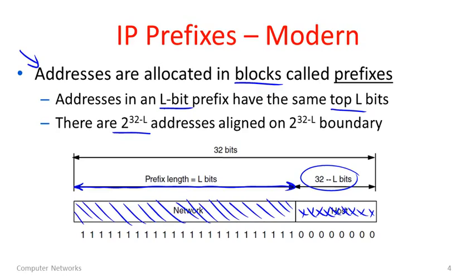For instance, a 24-bit prefix is going to have 8 bits left over, so there are 2 to the 8, or 256 addresses in a /24, in a 24-bit prefix. These addresses, by the way, are also going to be aligned on a 2 to the power of (32 minus L) boundary. So prefixes with 2 to the 16 addresses will start on a multiple of 2 to the 16 rather than any arbitrary binary position.